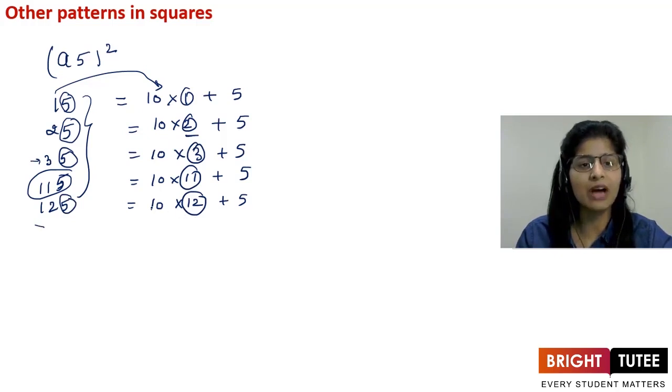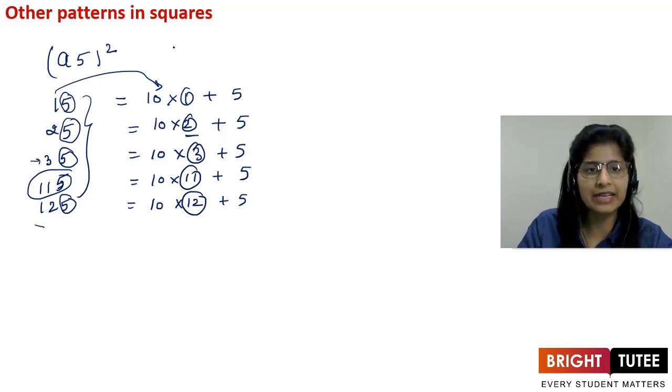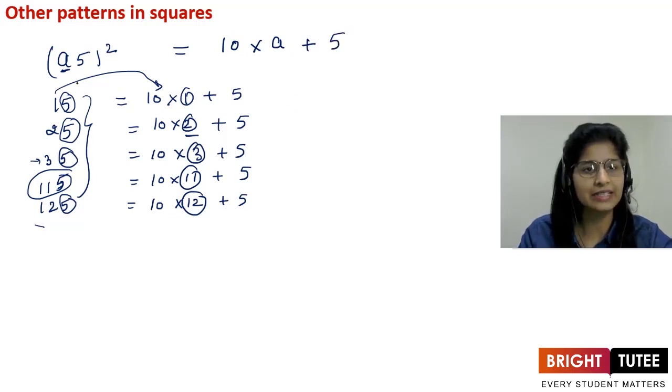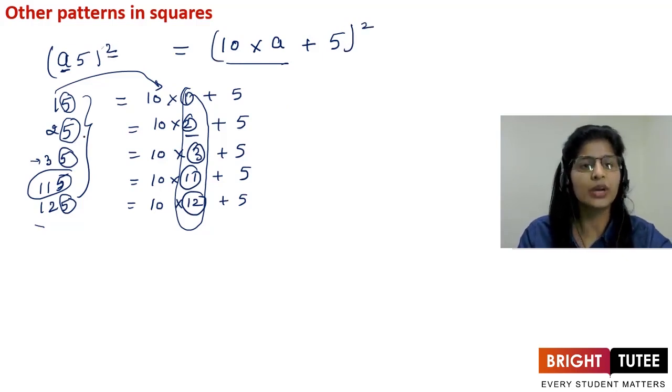So every time, how can we express a number that has the unit digit as 5? We can express the number as 10 multiplied with the front number, we are naming it as A because it is a variable, it can be any number, plus 5. A5 can be written as 10 multiplied with A plus 5, its whole square, because here we have square. Clear? So we are going to first solve this.